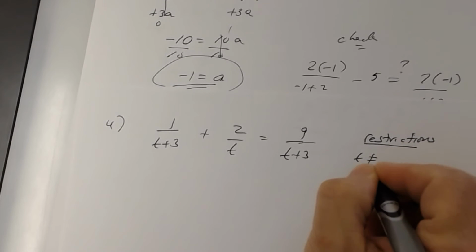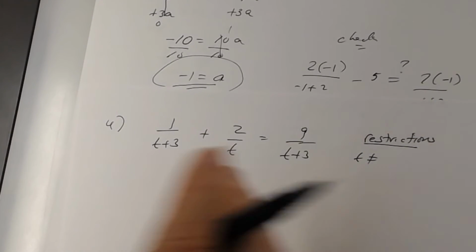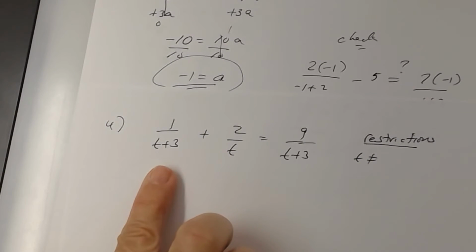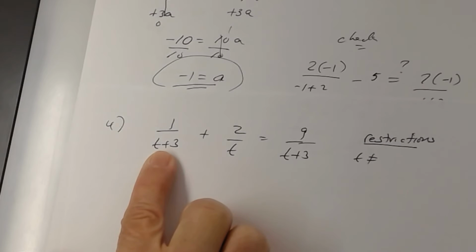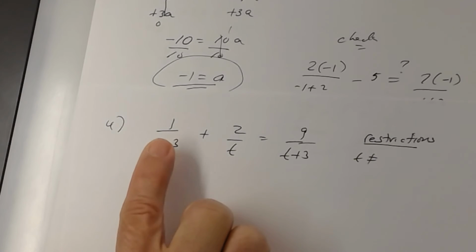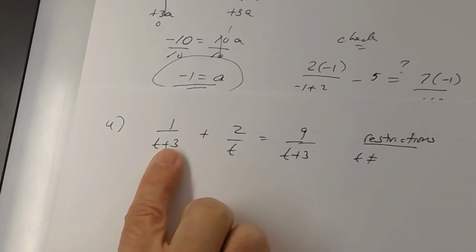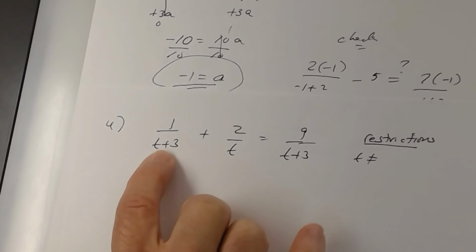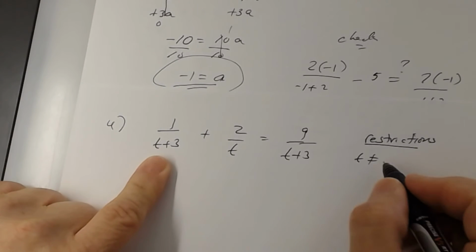So t cannot equal, that's what you've got to find. Look at the first denominator. Those are easy enough that you can tell me what the restriction is. T cannot equal what number here? Negative 3, because negative 3 plus 3 is 0. Remember, your denominator cannot be 0. So what makes this denominator 0? When t is negative 3. So that one's negative 3.